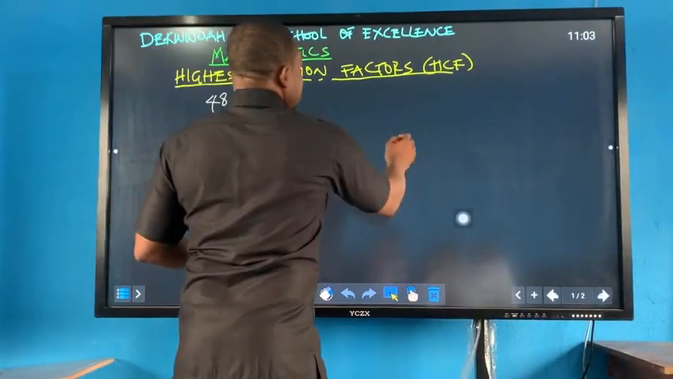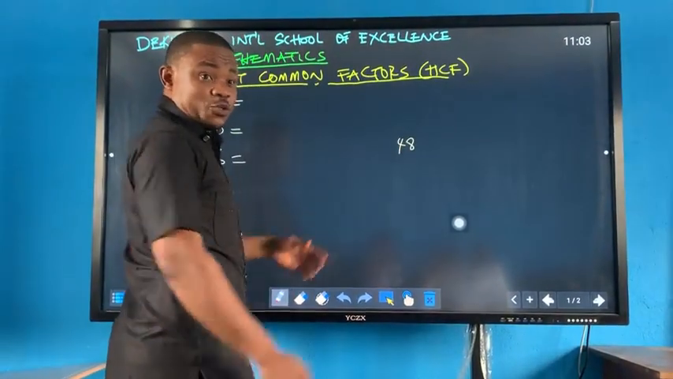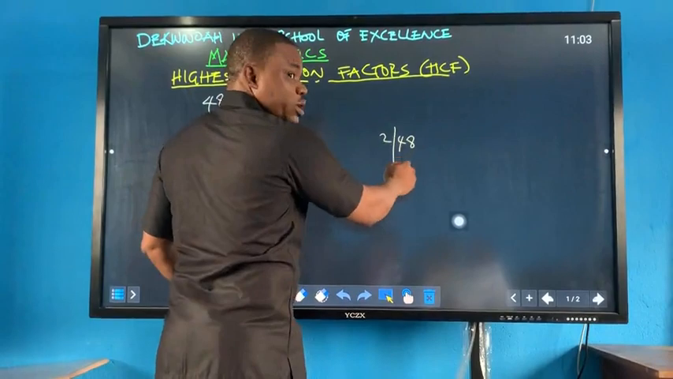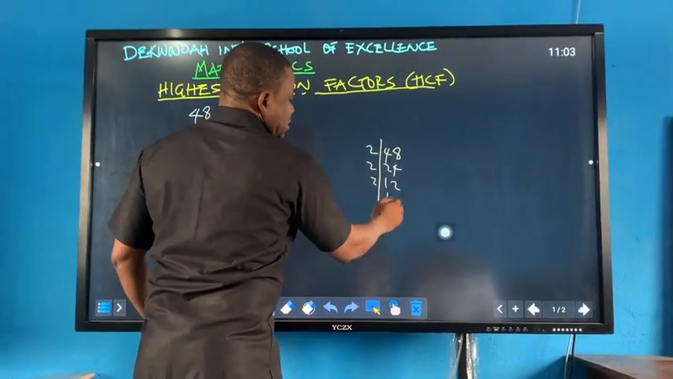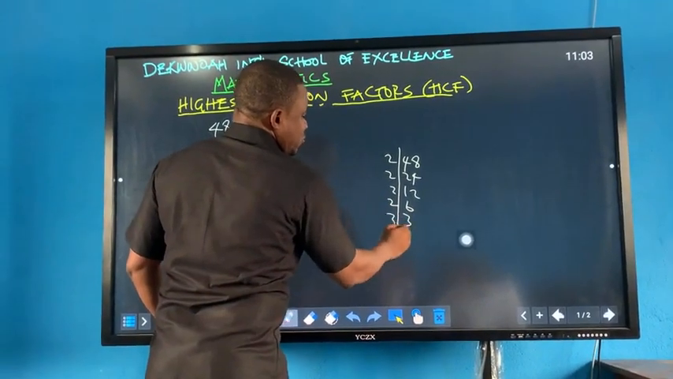And remember we have 48. If we want to express it as product of prime factors, we can divide by 2 to get 24. 2 to get 12. 2 to get 6. 2 to get 3. 3 to get 1.